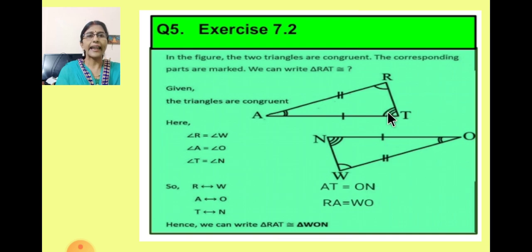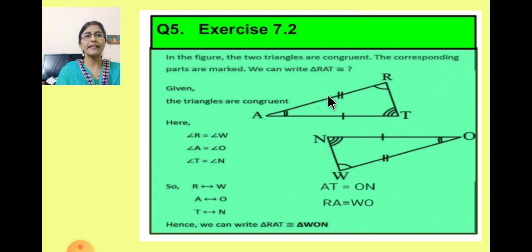Similarly, RA, you can see here there are two lines, and here also you can see it has two small lines. So we can write RA is equal to WO. After writing all this, we will write the corresponding vertices.